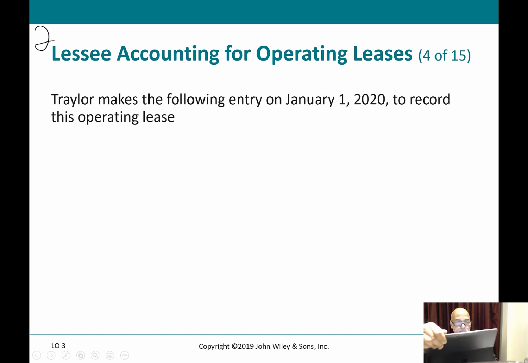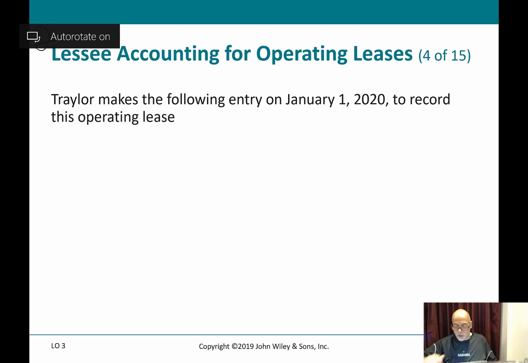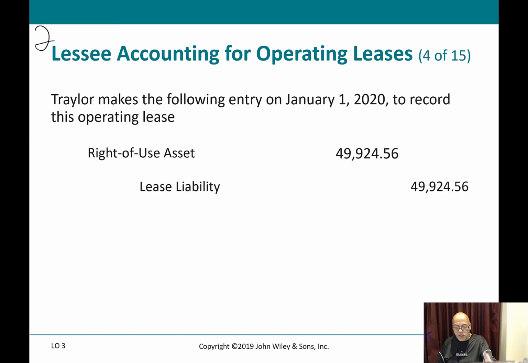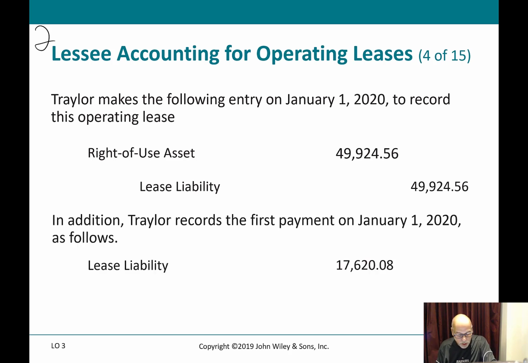So let's go ahead and take a look at the journal entries for this one. We set up the right of use asset and the lease liability for the present value of what we're going to have to pay out on that lease. Now we know that we have to make those lease payments at the beginning of each period. Of course, the first payment all goes towards the liability.